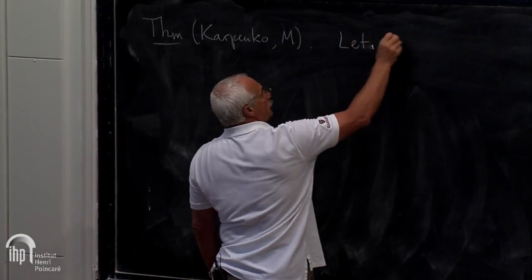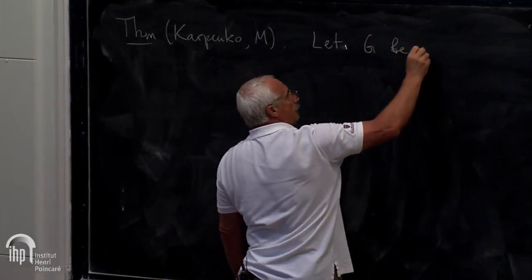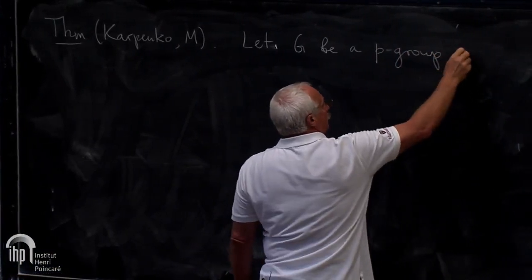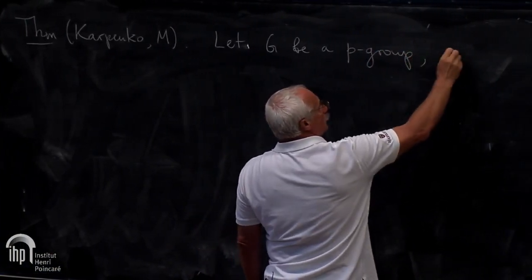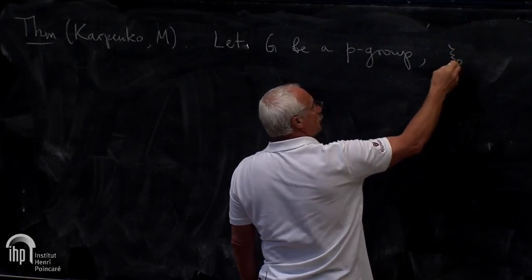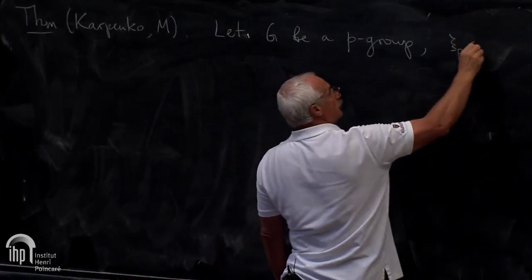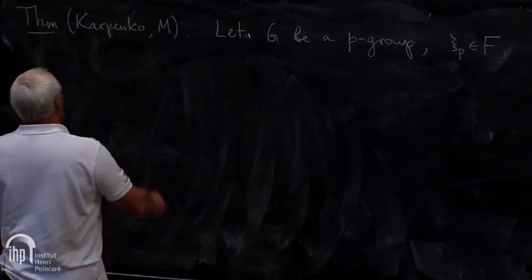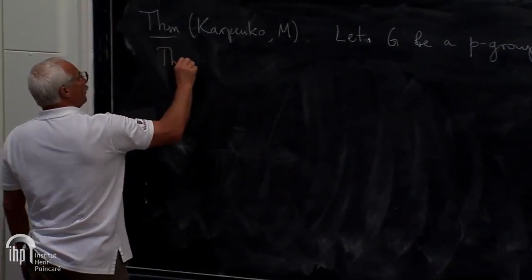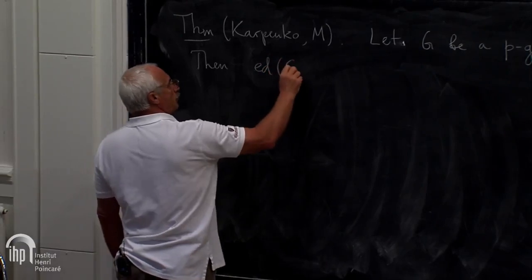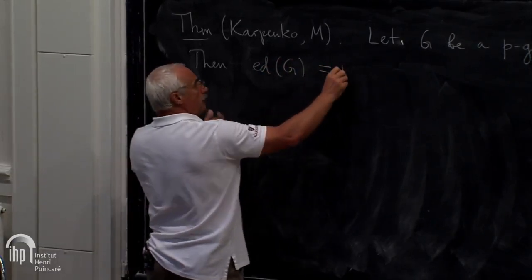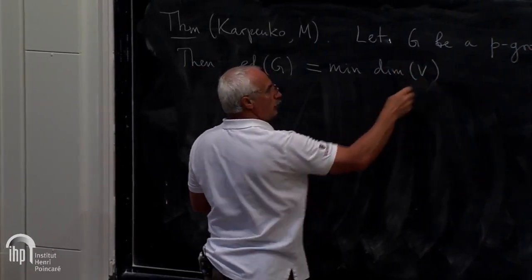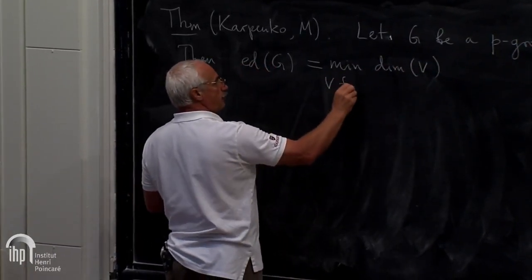Let G be a p-group, and suppose that a primitive root of unity of degree p is in the ground field F. In particular, p is not the characteristic of F. Then the essential dimension of G is equal to the minimum of dimensions of all faithful G representations.